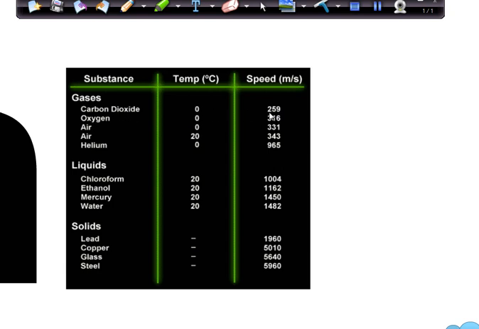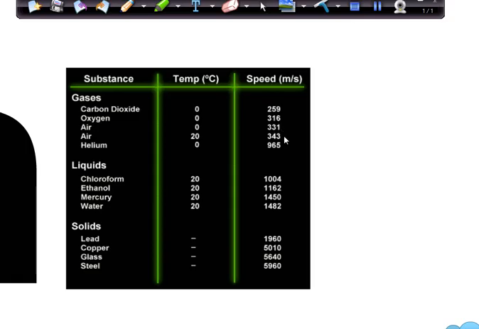If we're in carbon dioxide, 259 meters per second. If you look at air, 330 at 0 degrees Celsius, standard STP, and if we jump up to like 20 degrees Celsius, which would be more like room temperature, you jump up to 343. Don't put too much weight on these numbers.